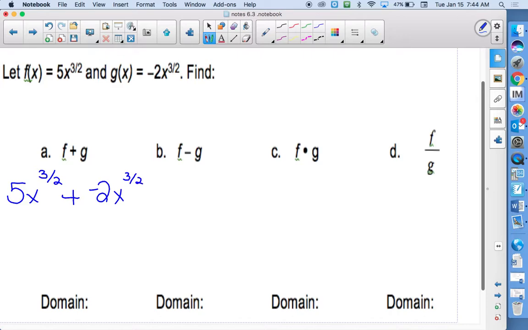And then, Julia, can you add these together? Yes. Because? Exponents are the same. Right, so the variable and the exponent is the same, so you just add the coefficients in front and you get 3x to the 3/2.